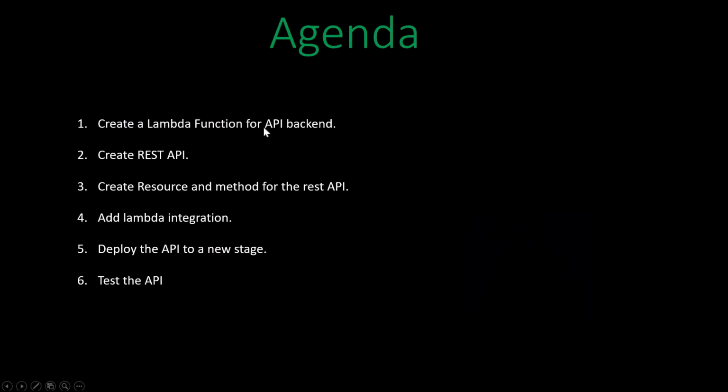So, the agenda for today's video: we will create a Lambda function for the backend of our API. Then we will create a REST API, create resources and methods for the REST API, add Lambda integration, deploy the API to a new stage, and test the API. So let us go straight to the AWS console to see our demo.